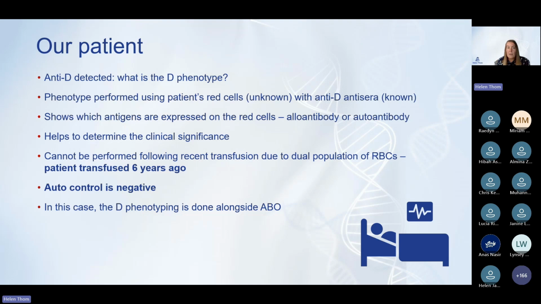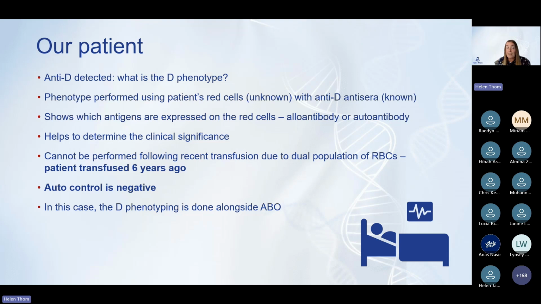So going back to the patient we looked at there, they've detected anti-D. We don't know what the phenotype is at the moment. We're going to perform phenotyping, so I've just demonstrated how you would do that there. This helps to determine the clinical significance. We've said they can't be performed when they've had a recent transfusion, but our patient hasn't been transfused for 6 years, so there's definitely going to be no donor red cells kicking around.